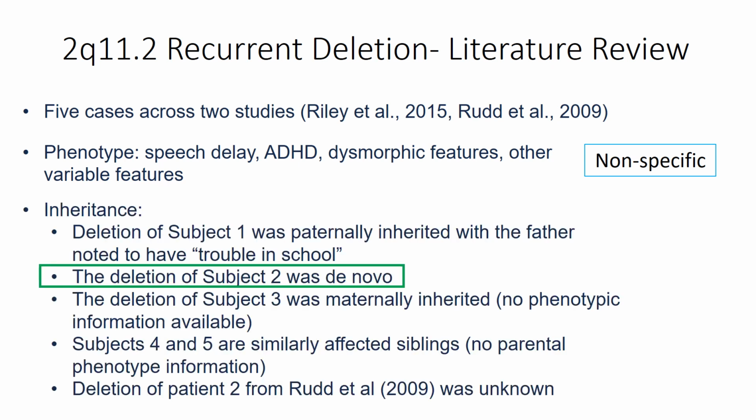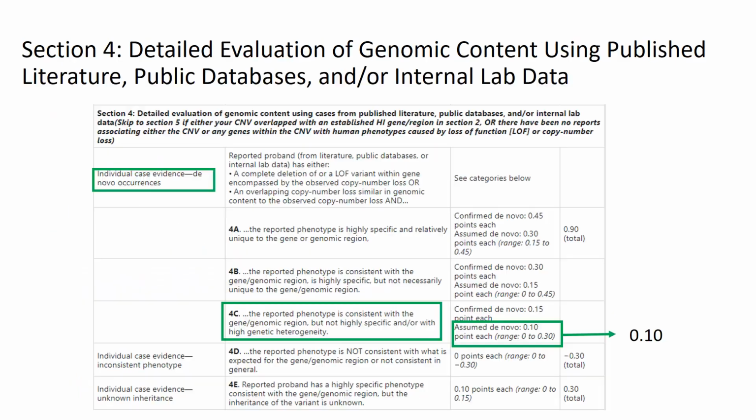And the inheritance patterns across these cases varied when known. In most cases, the deletion was inherited. Only one de novo case was reported. If we were to use this information to score these deletions in Section 4 of the metric, only one case would be counted in Section 4C for de novo evidence associated with a nonspecific phenotype, which would be given a default score of 0.1.